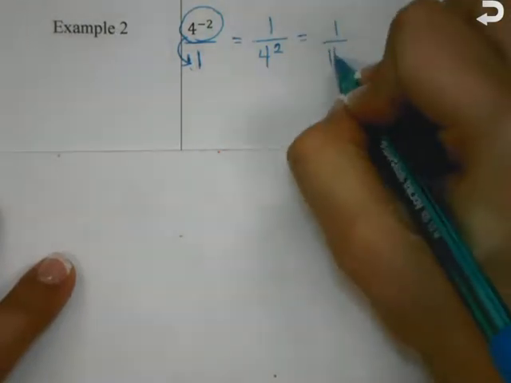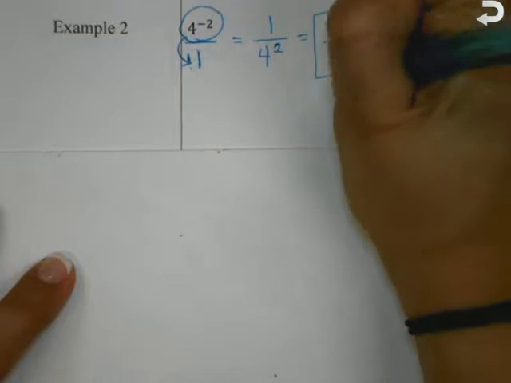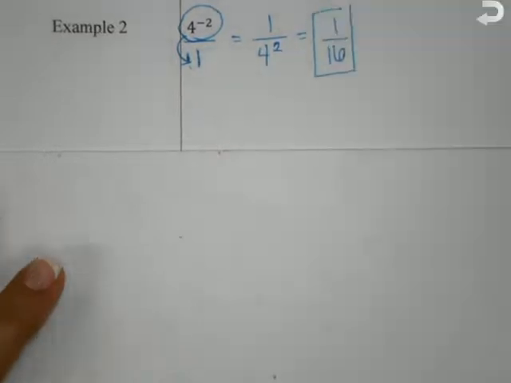So the negative exponent does not mean your answer becomes negative. It means you move what has a negative exponent. Okay, let's look at example 3.